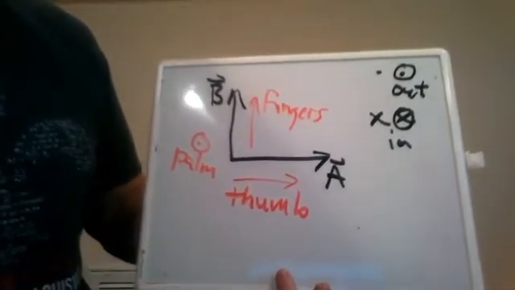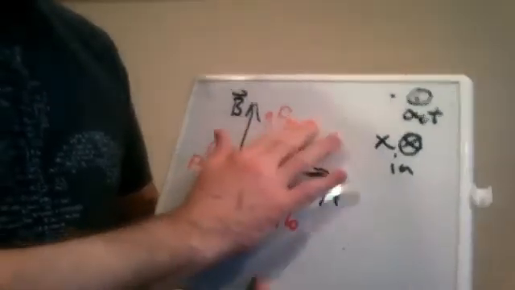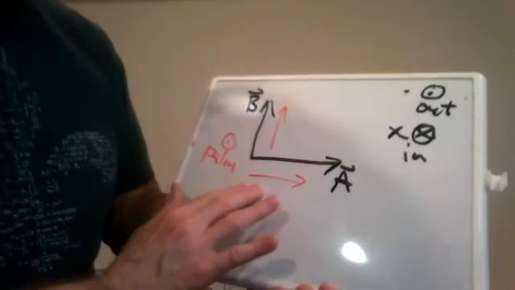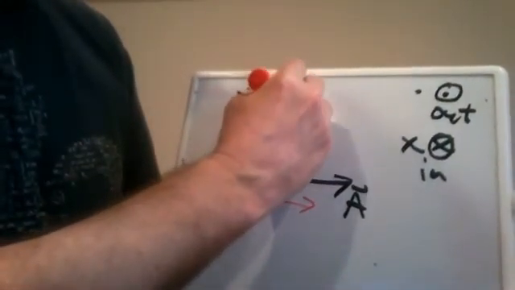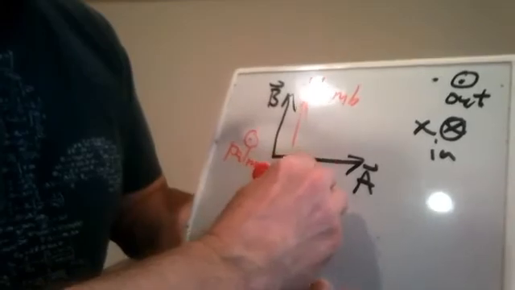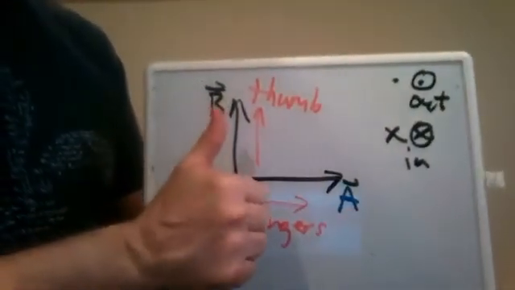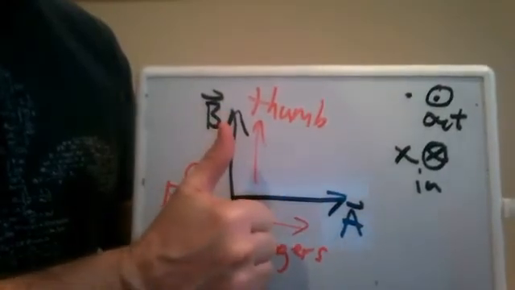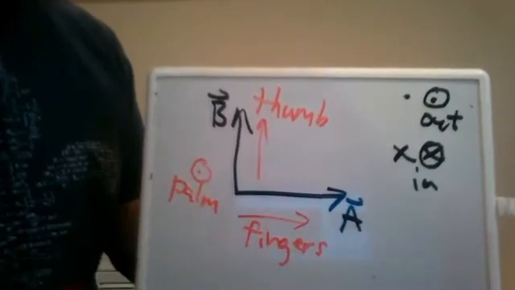Now if we flip it around, let's say we wanted B cross A. Well, for B cross A, we would now switch. Instead of my thumb pointing in the direction of A, it would point in the direction of B. So if I want B cross A, that means my thumb now goes with B, and my fingers now point in the direction of A. If I hold my thumb in the direction of B, in this case pointing up, and my fingers in the direction of A, now I notice my palm is pushing in.